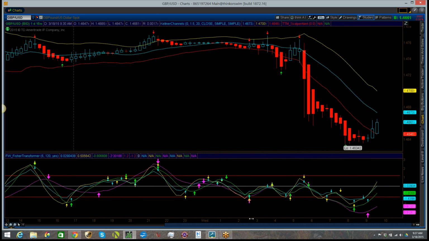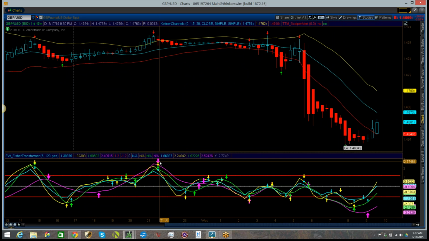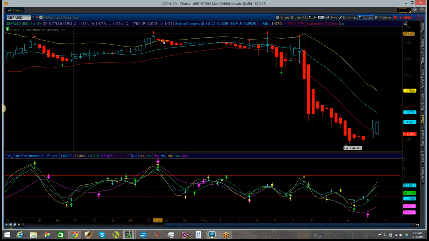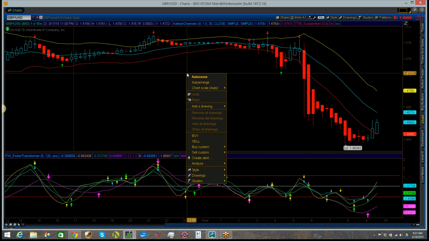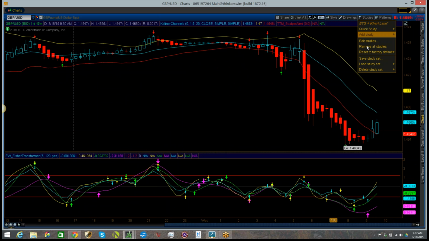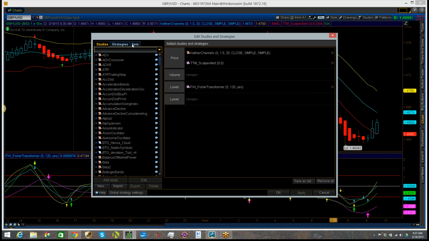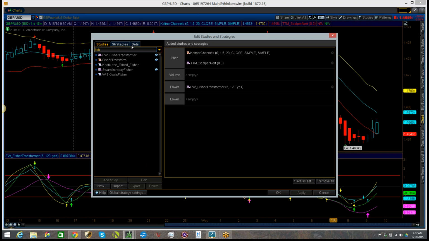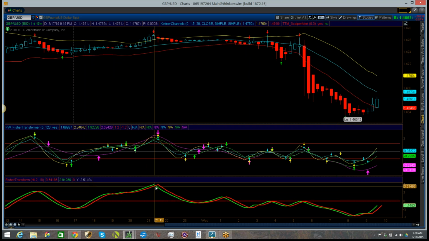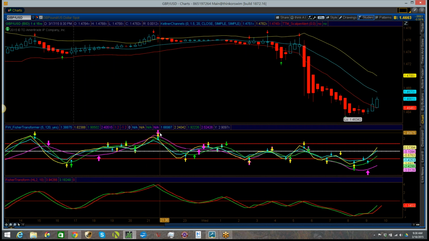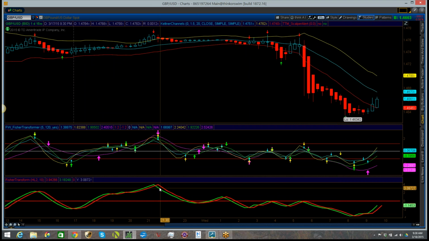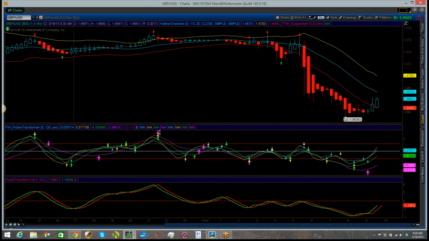Generally speaking, with the FW Fisher transformer, when you have a perfect alignment, like these four lines going down, it is a good indication of a reversal. If you really want to see a reversal, I go back into my studies and look for the Fisher transform, the standard one. I have some modified ones, but you add it there, Fisher transform, you apply, okay? And when the Fisher transform cuts, it's a strong indication of a reversal. It goes up, goes down, cuts, that's a reversal. Four lines aligned, that's a perfect reversal.